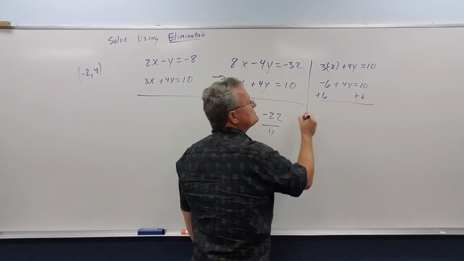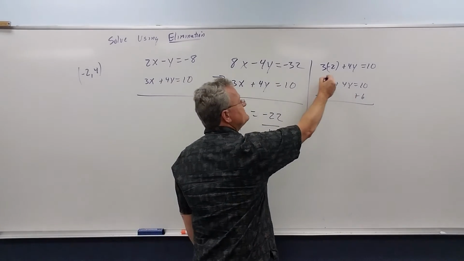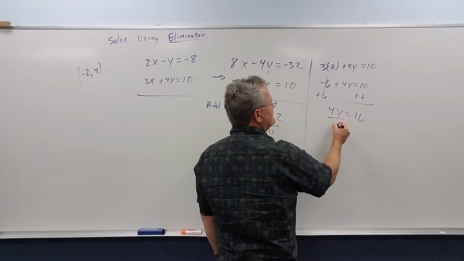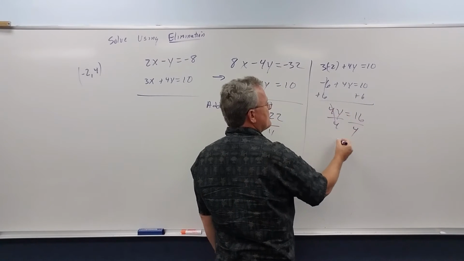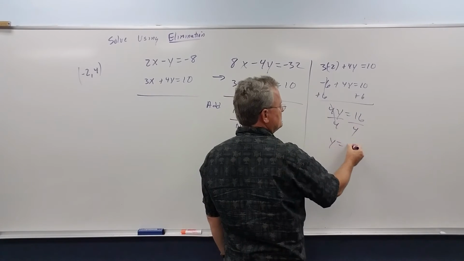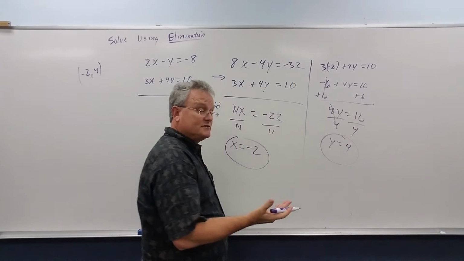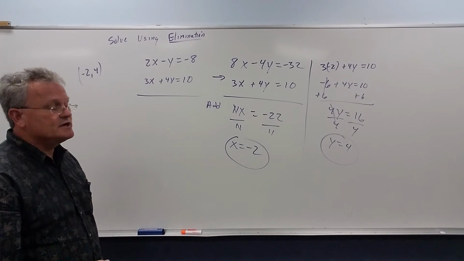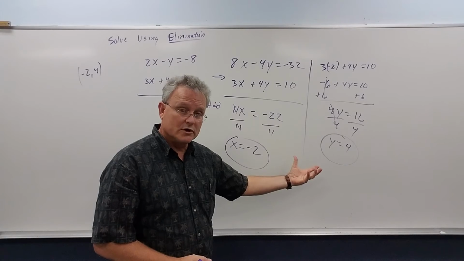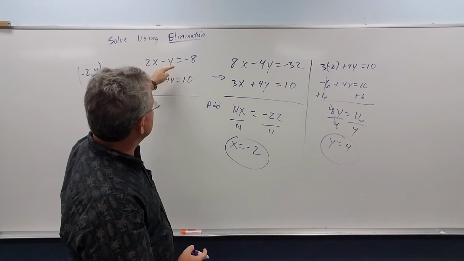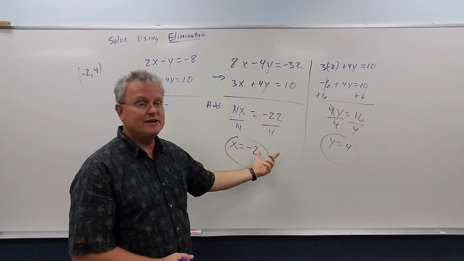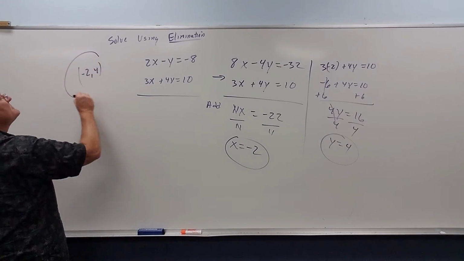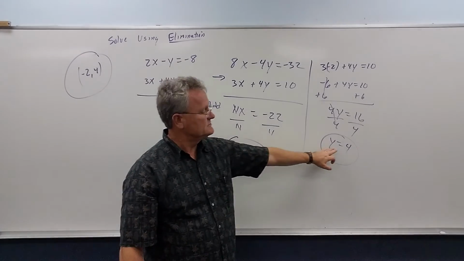Add 6 to both sides. The 6's add to 0. We get 4y equals 16. Divide both sides by 4, and y is equal to 4. So it's the same solution we got before. x is -2 and y is 4. Or in other words, the graph of this equation and the graph of this equation intersect at the point -2, 4. So this is the solution.